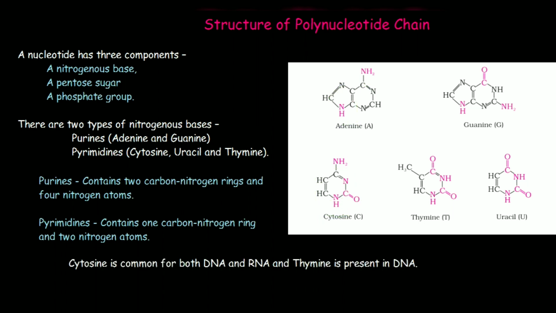One thing which you have to remember is that cytosine is common for both DNA and RNA. Okay, when you consider pyrimidines, cytosine will be present in both DNA and RNA. Thymine will be present in DNA, and in the place of thymine, uracil will be present in RNA. So since thymine is T, you remember it as it will be there in DNA, and uracil will be present in RNA. So purines, adenine and guanine, are common for both RNA and DNA.